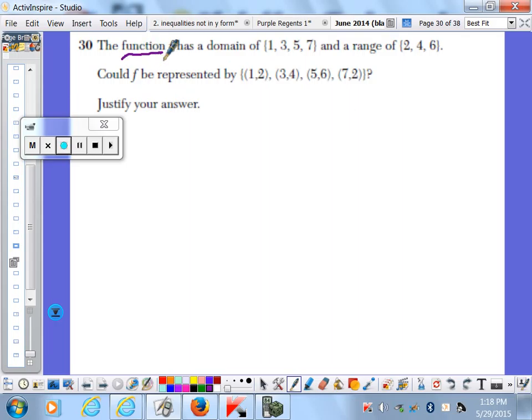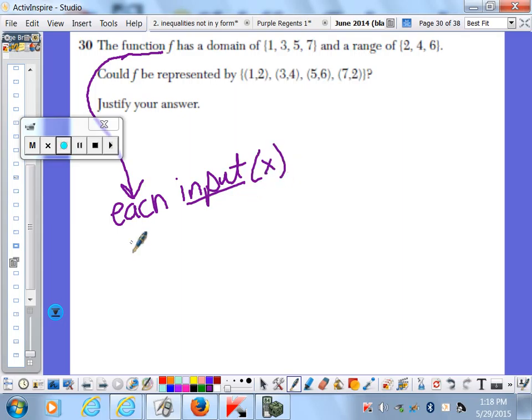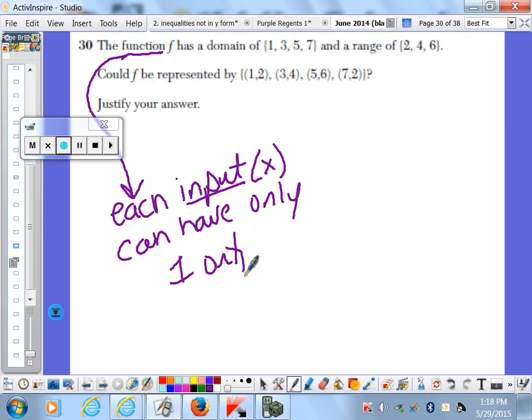So we need to remember the definition of a function, which says each input, and you may want to add this to your fact sheet, each input, remember those are your x values, can have only one output, which is your y values. So if this is your domain, and this is your range, so these are your only inputs, and these are the only outputs you could use.